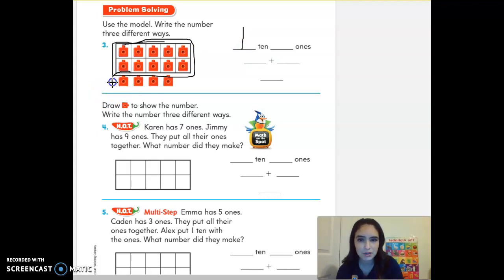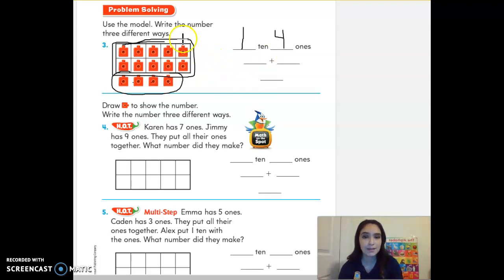Now, how many ones do I have? Here I have 1, 2, 3, and 4, okay? I have 4 ones. That does not complete a 10 frame. That means it is not a 10 because I don't have 10 ones completed.